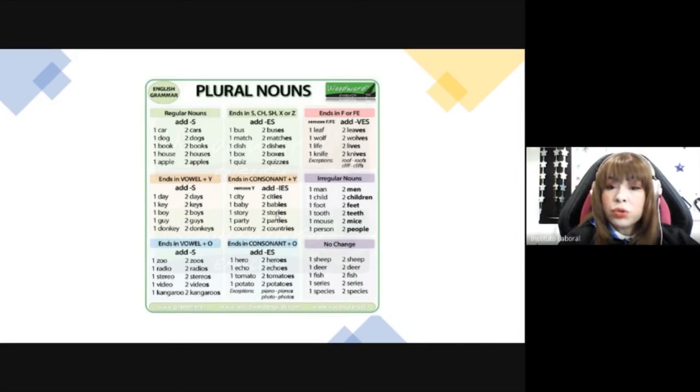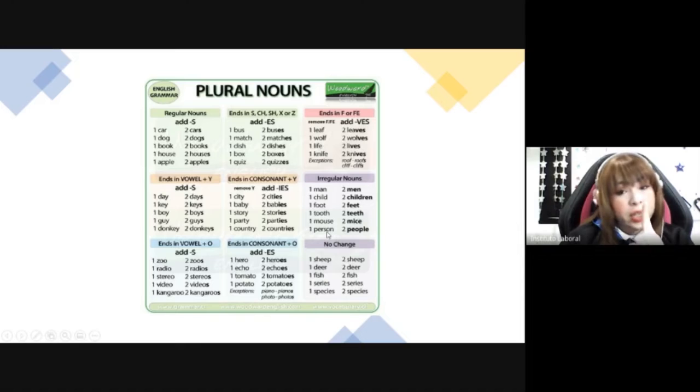The word child just changes into children. One child, two children. Even the pronunciation is different. When you have the double O, the double O changes into double E. One foot, two feet. One tooth, two teeth. Then we have the most common word, mouse. The plural is a different word, mice. One mouse, two mice.